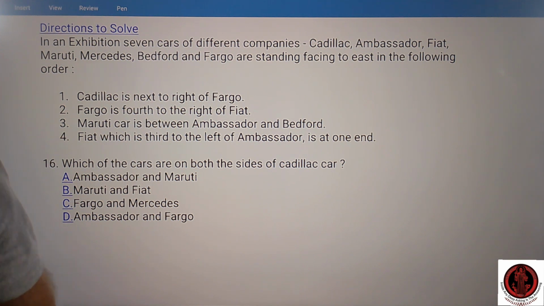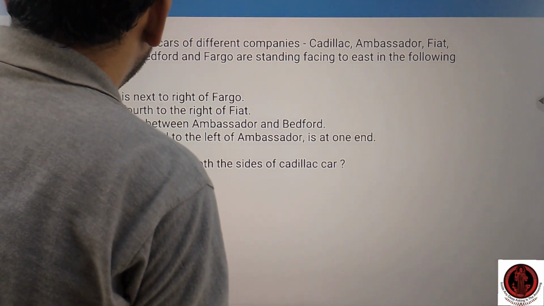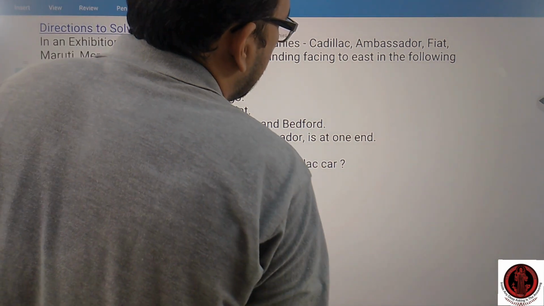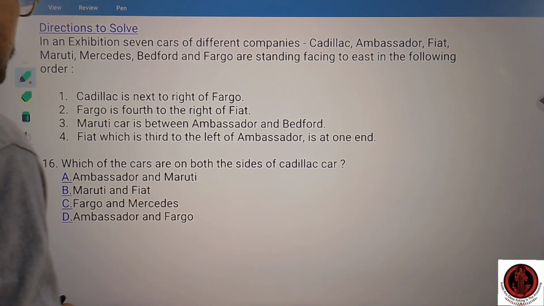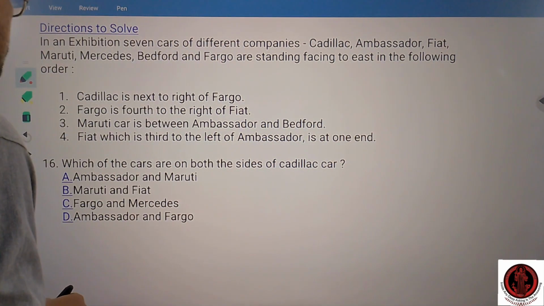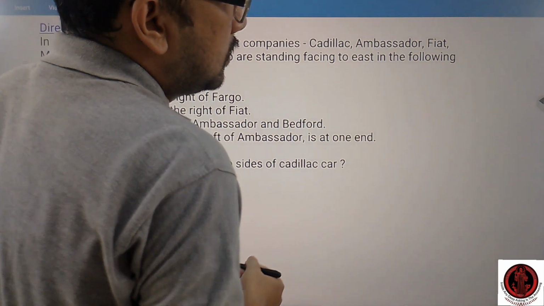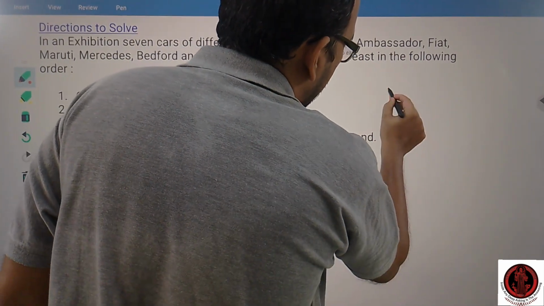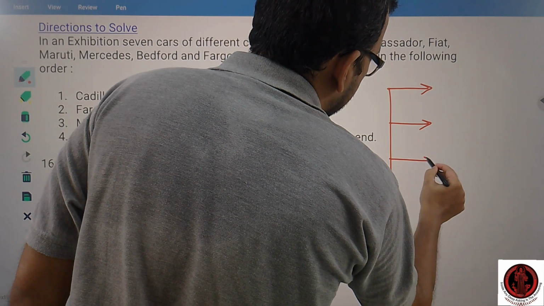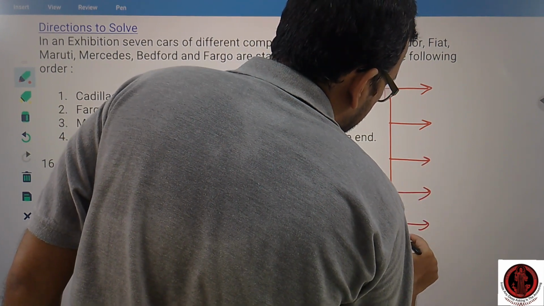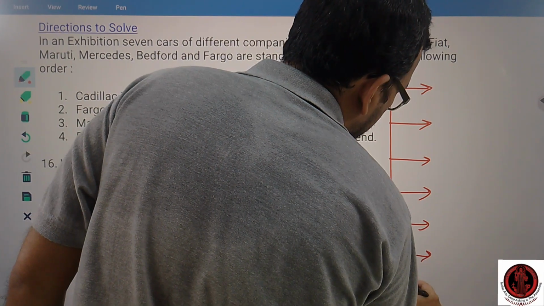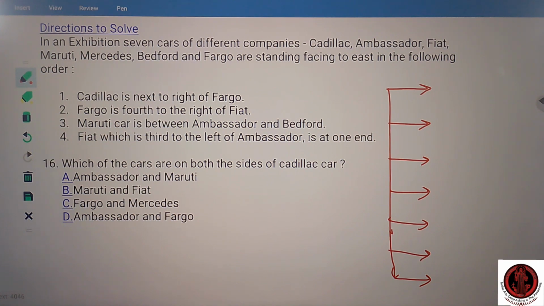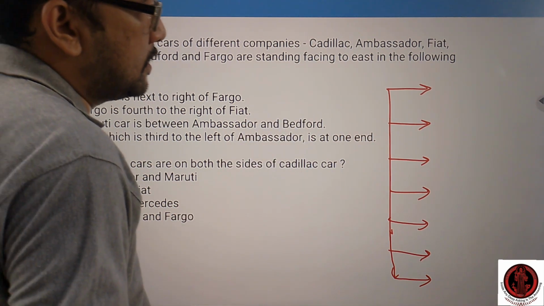Now next question. In an exhibition, 7 cars of different companies, Cadillac, Ambassador, Fiat, Maruti, Mercedes, Bedford, and Fargo are standing facing east in the following order. Now, this is a seating arrangement, that is a vertical seating arrangement. So in this problem, they are facing east. So east means this one. 7 cars are there. So the diagram is like this one.